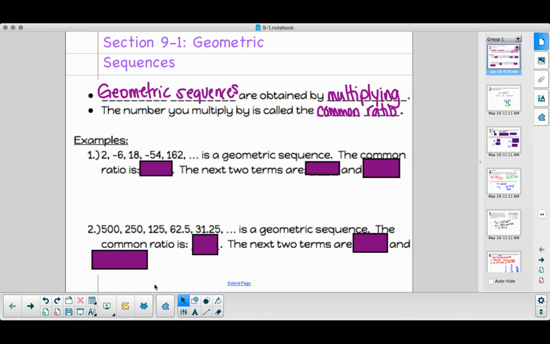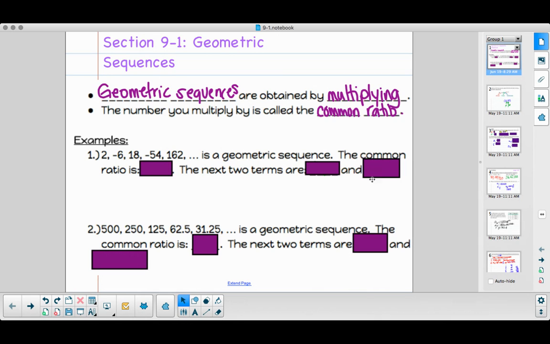Geometric sequences have a formula just like arithmetic sequences did. We'll get to that in a little bit. I just want to do two quick examples of just what geometric sequences are. Our first example has the numbers 2, -6, 18, -54, and 162. They're saying that it's a geometric sequence, and we want to figure out what the common ratio is, and then the next two terms.